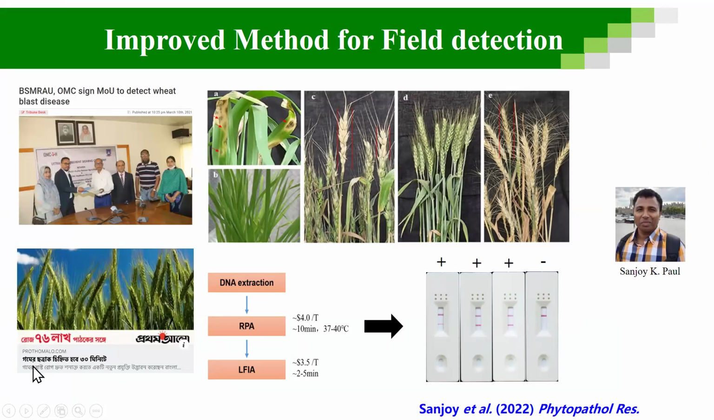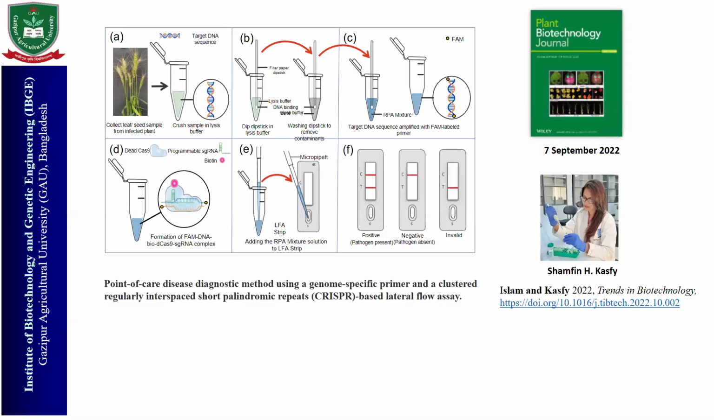Prothom Alo published, "Wheat fungus will be identified in 30 minutes." So this is really one of the most powerful innovations in the world. And the Bill and Melinda Gates Foundation offered us $7.5 million to deploy this technology in Asia and Africa. So CRISPR is unusually powerful, not only for genetic manipulation of plants, but also for improving the diagnosis of disease very precisely.